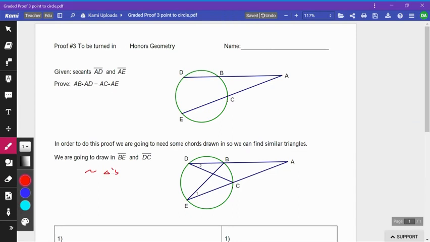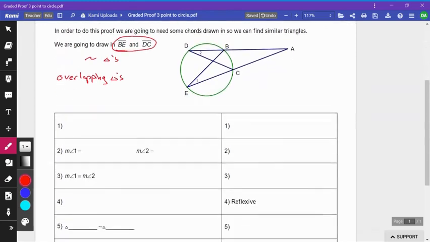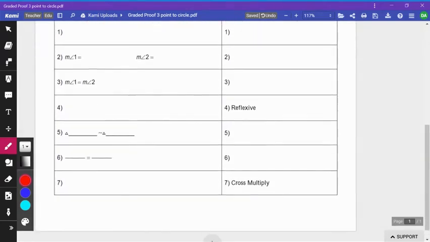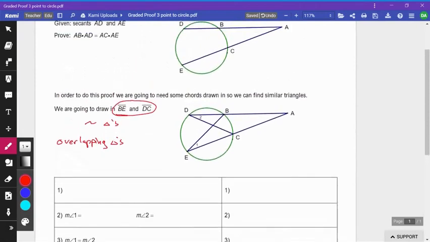Now, if you notice, we drew in these two things for you, and there's a lot of triangles here. Okay? Now, I'm going to give you a hint of what you're looking for. You are looking for overlapping triangles to do this proof. Okay, so what you need to do is follow through this proof, fill it out on Kami, and then submit it to your teacher.